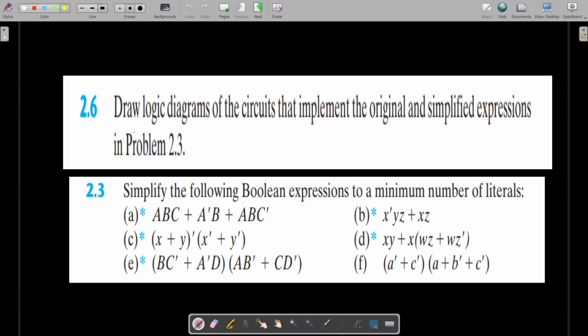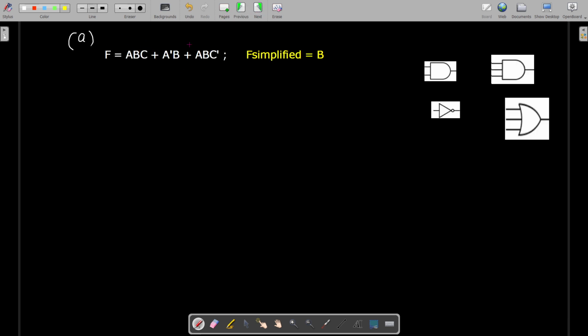So the first one is ABC plus A dash B plus ABC dash. When you refer to this Boolean expression, here we have three terms: this is the first term, this one is the second term, and this is the third term. In the first term, it is ABC. ABC means it is connected using this dot, so the AND operator is used here, and we need a three input AND gate.